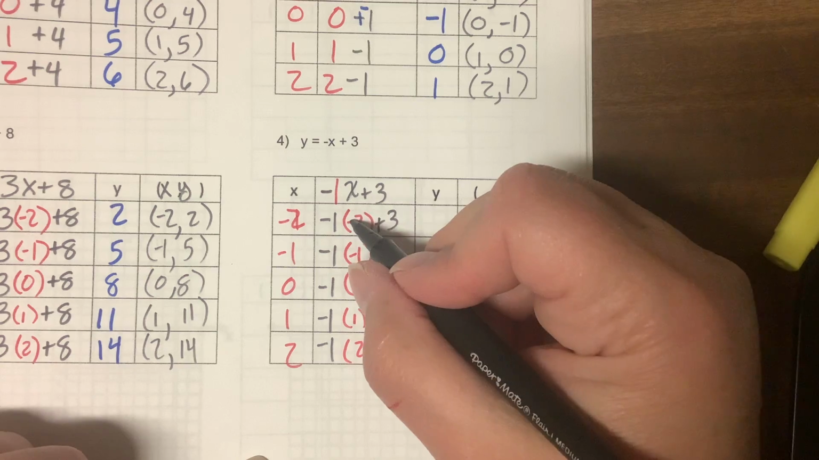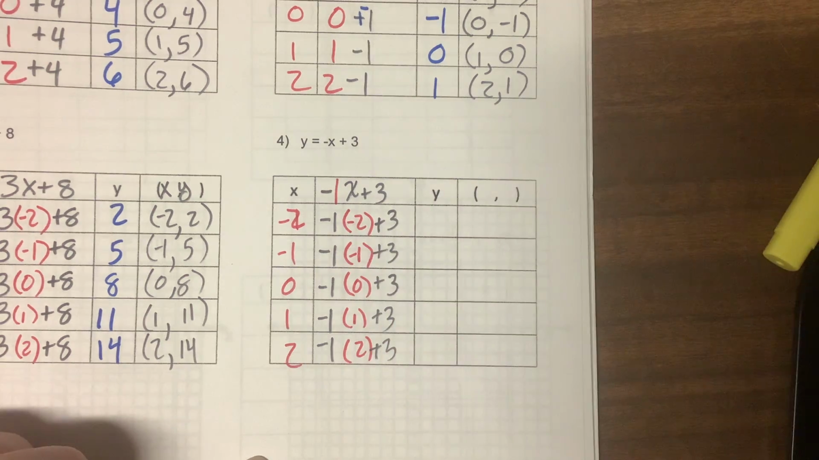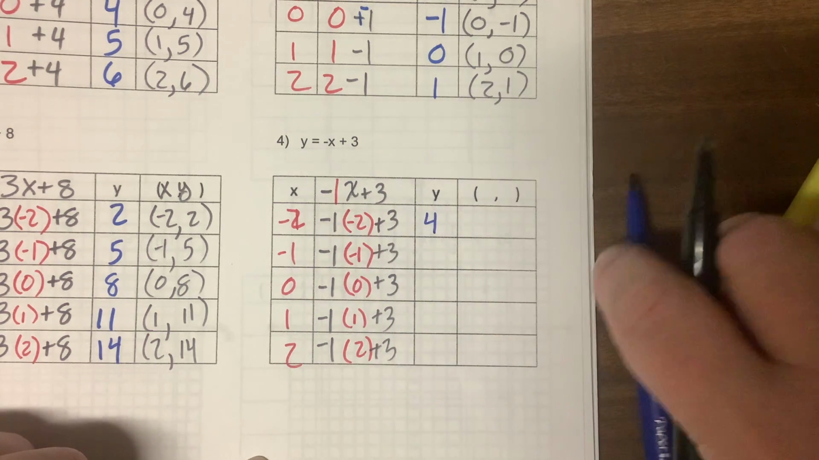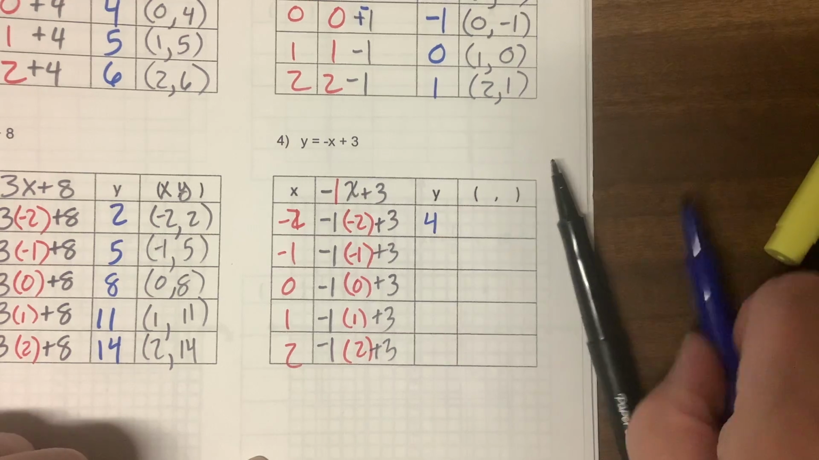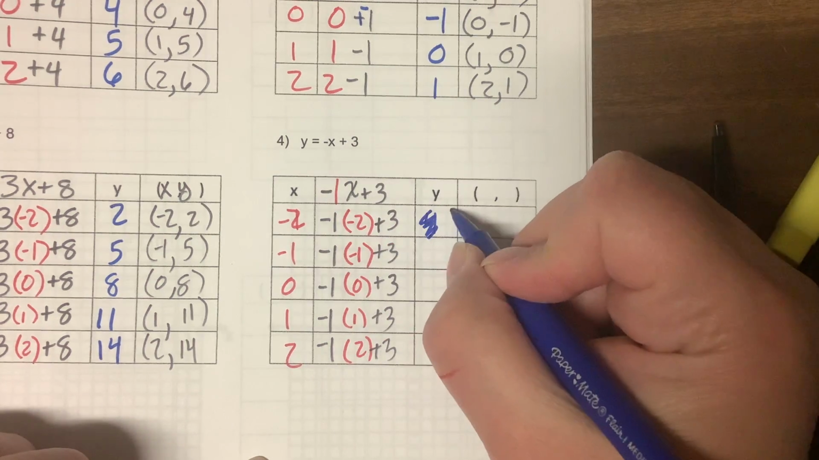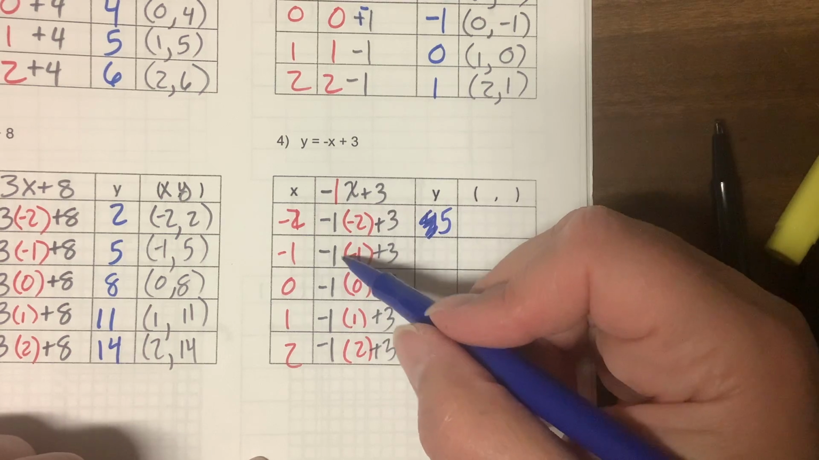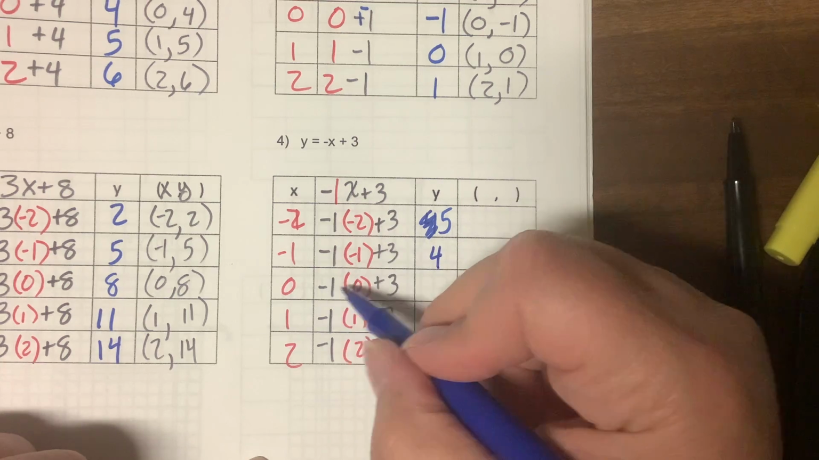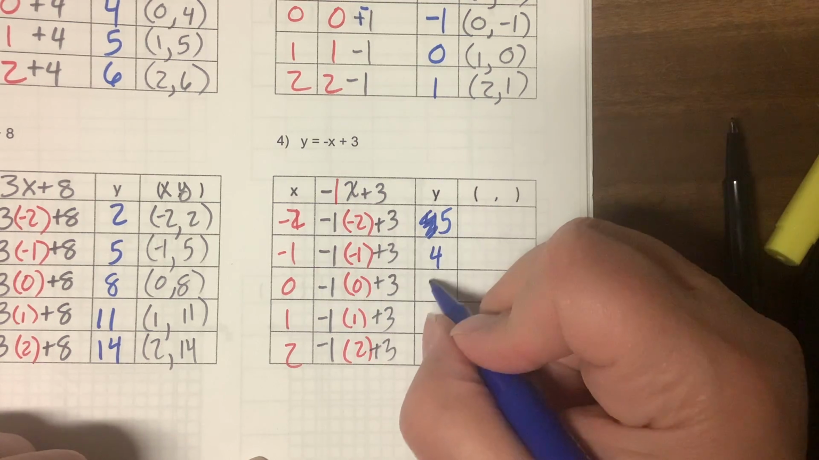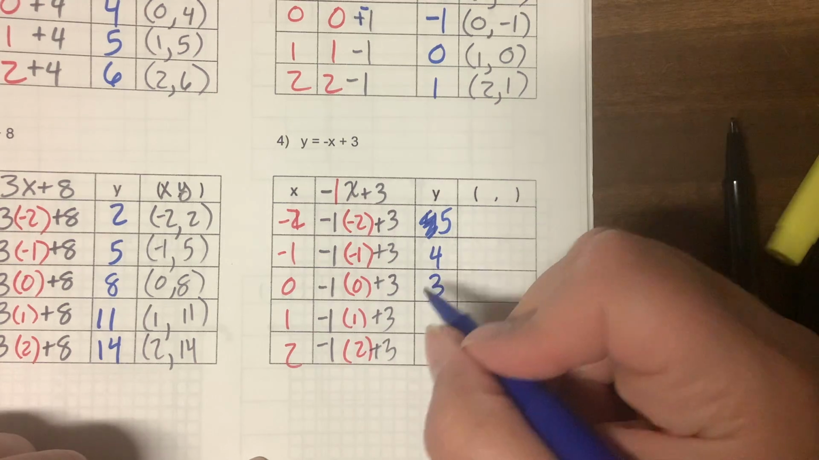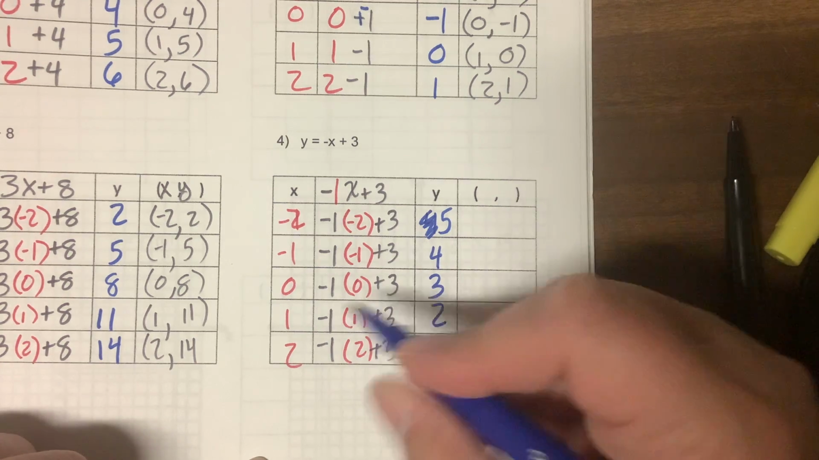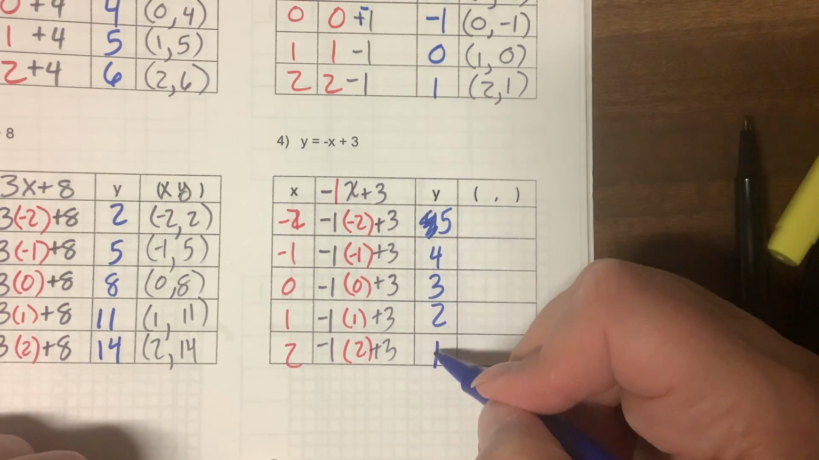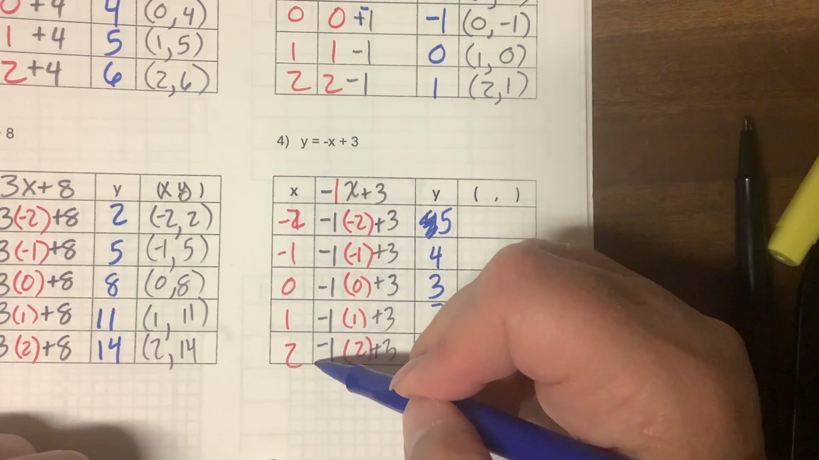Negative times negative, +2, plus 3. Oh, come on, stay with your colors here, boy. Oh, wait, no, Bono. Did I just make a boo-boo? Yeah, 3 plus 2 is 5, not 4. What's wrong with me today? All right, negative times negative is +1. 1 plus 3, there's the 4. Negative times 0, 0 plus 3, 3. -1 times 1, -1 plus 3, 2. -1 times 2 is -2, plus 3 is 1. Look, they're going down by 1. That's because I multiplied by -1.